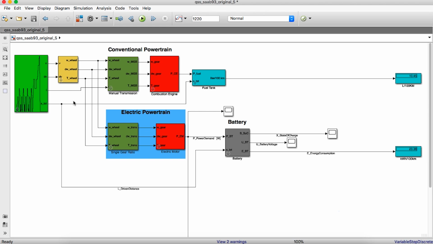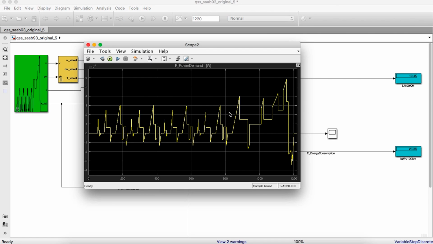Here we have a Simulink model that contains QSS blocks. I have implemented a conventional powertrain and an electric powertrain. To the left, we have the drive cycle, and the electric powertrain contains a single gear ratio and an electric motor. The output from the electric motor is the power demand, and the power demand also acts as the input to the battery. If we run the model, we will look at the power demand. This is the power needed to propel the car forward.